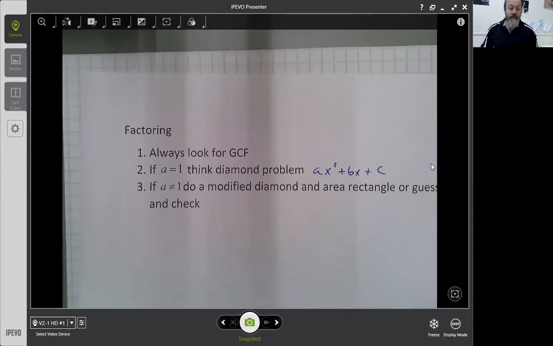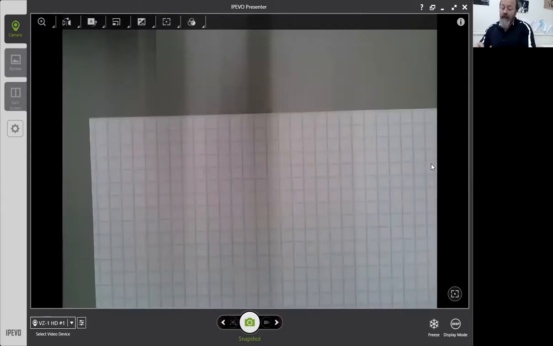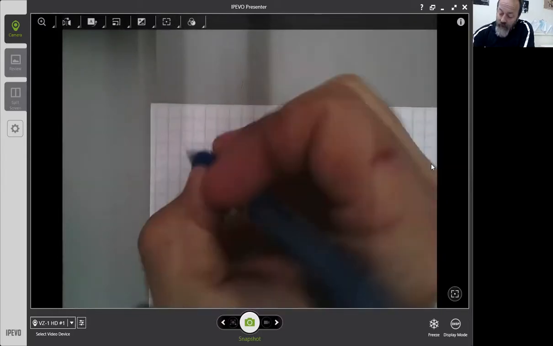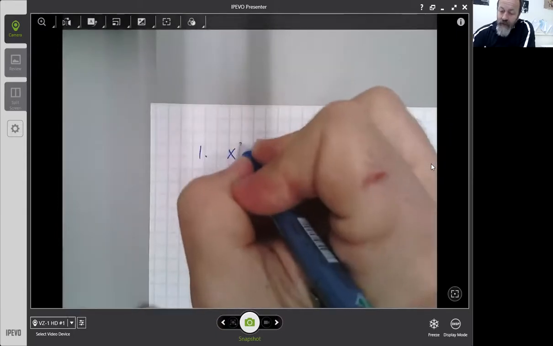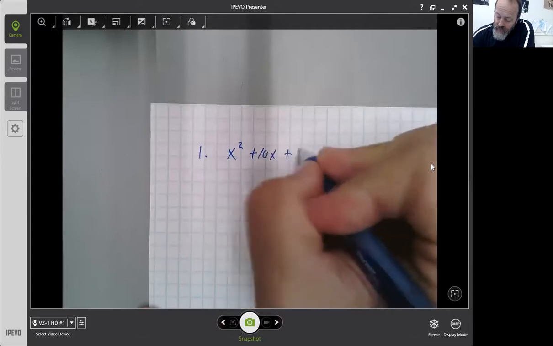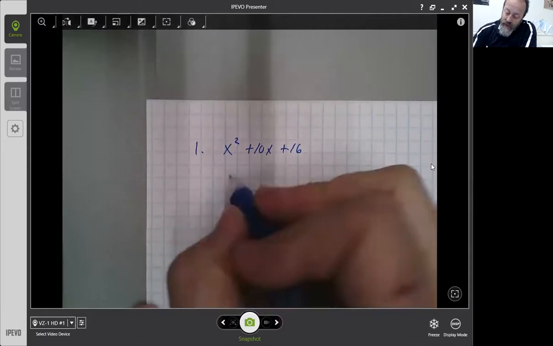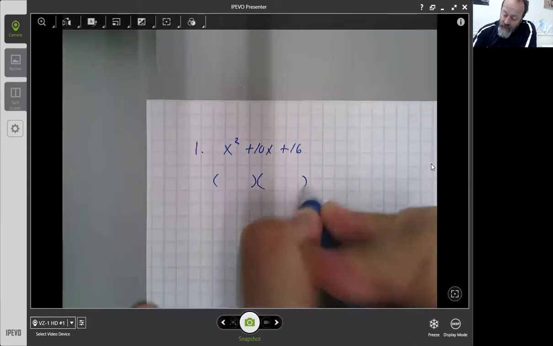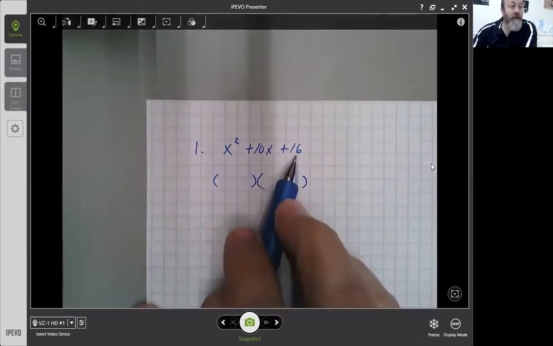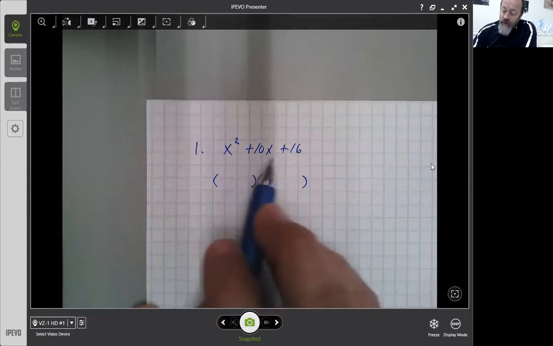I just have a couple of quick examples to remind you. The first one is pretty straightforward. Let's take a look at x squared plus 10x plus 16. We talked about that guess and check method, thinking the diamond. In the diamond, remember, you want to think what two numbers have a product of 16 and a sum of 10.